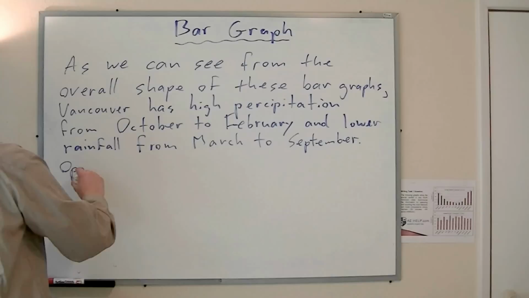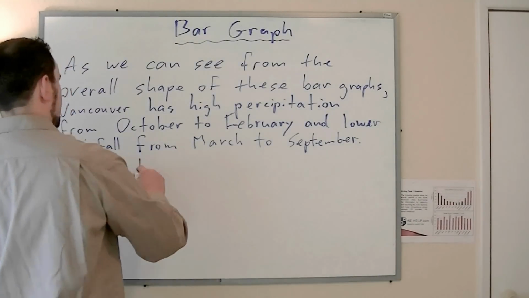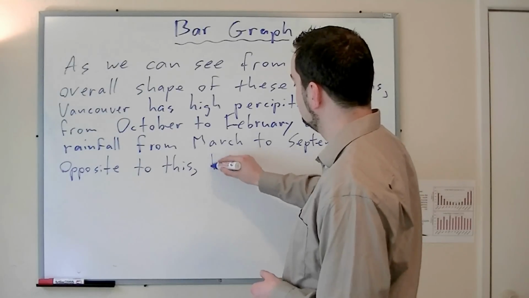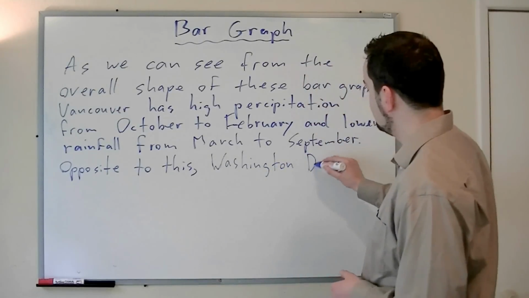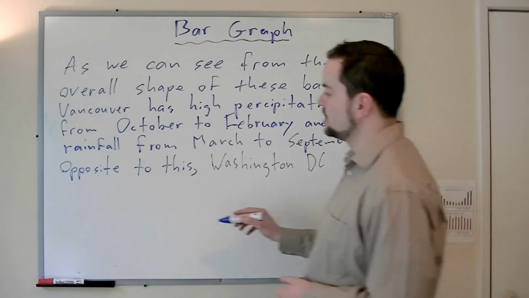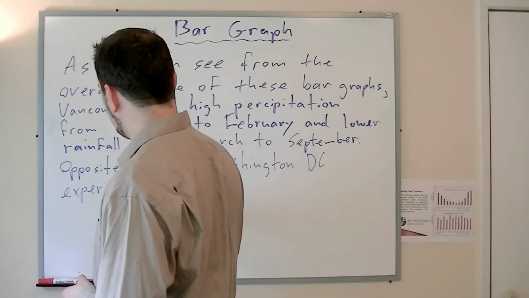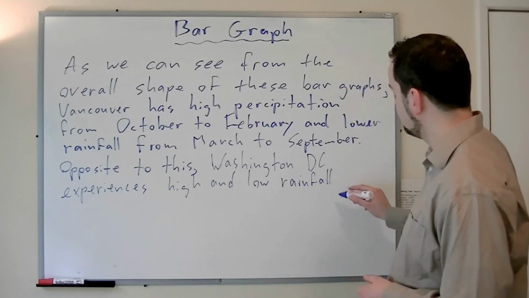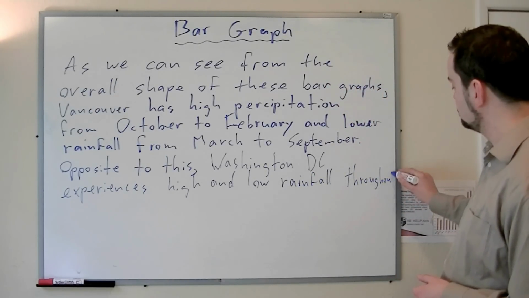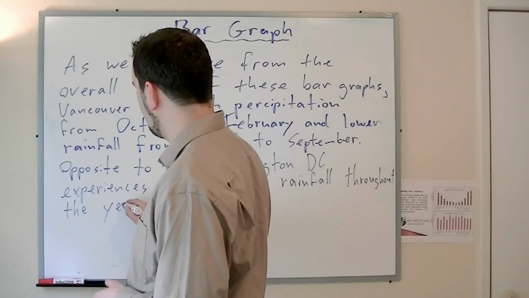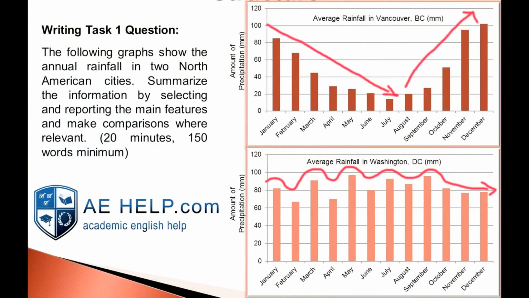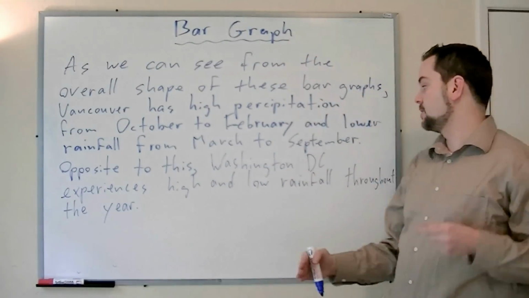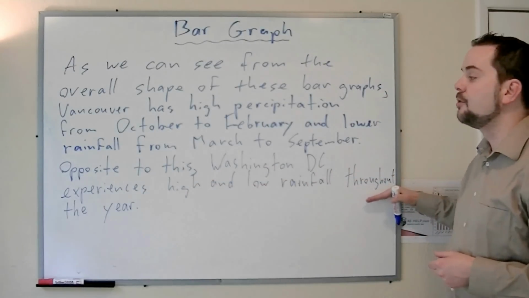Opposite to this, Washington DC experiences high and low rainfall throughout the year. Because we can see that in the Washington bar graph, there's a high month and a lower month, and a high month and a lower month. So that's why we can say experiences high and low rainfall throughout the year.